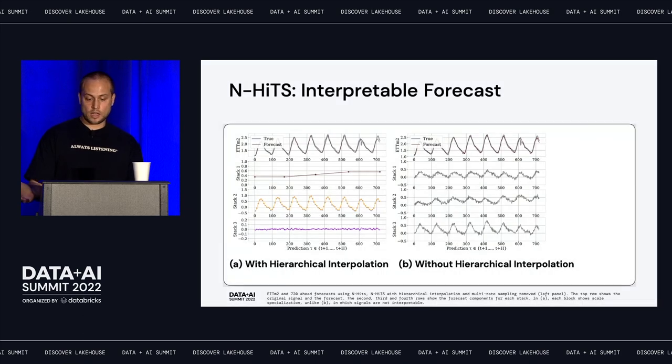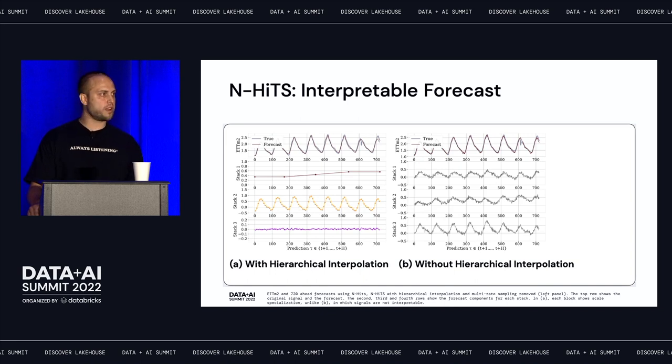And as an extra bonus, and I think this is one of the things that we were trying to do, you also have an interpretable forecast. Namely, if you see the left is the N-HiTS. If you see the right, you have a model that doesn't learn the frequencies.